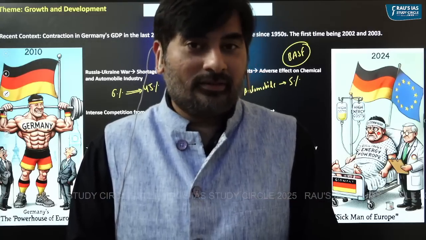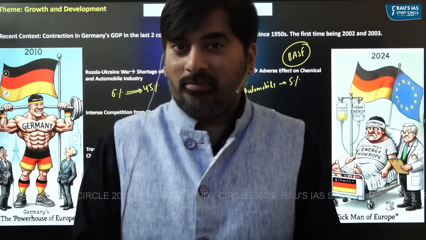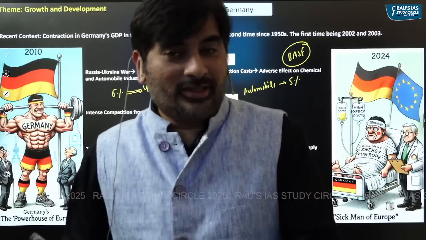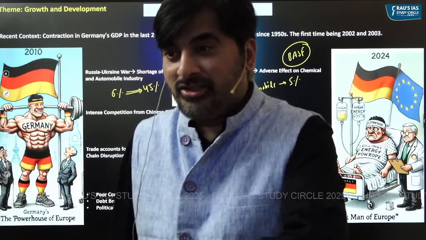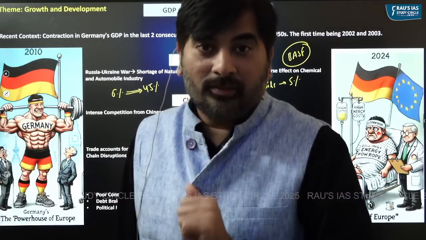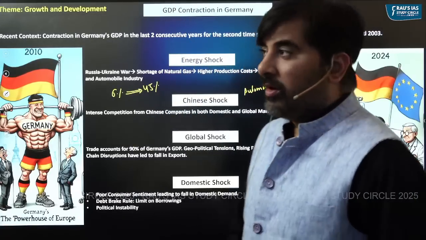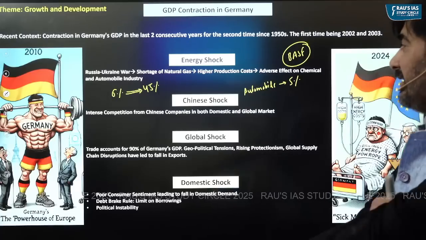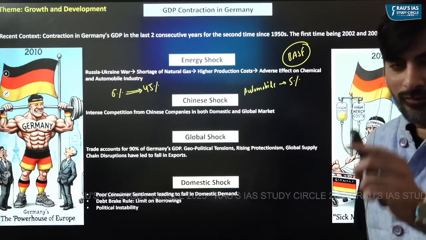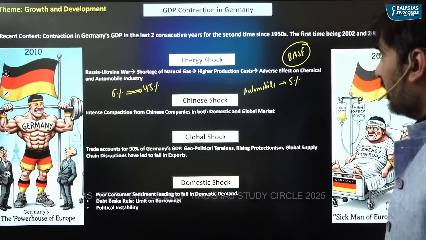So sometimes political stability is quite important for an economy to come out of an economic crisis. So this political instability in Germany further prolonged the contraction. So this is the problem as far as Germany is concerned. How are questions likely to be asked? I'll show you when I take up practice questions.